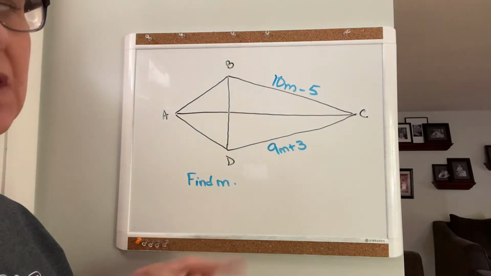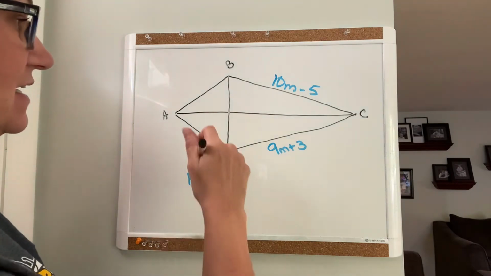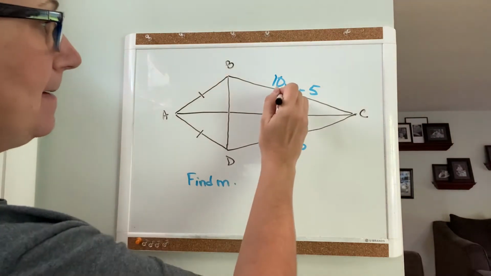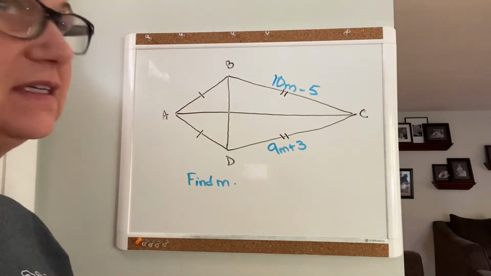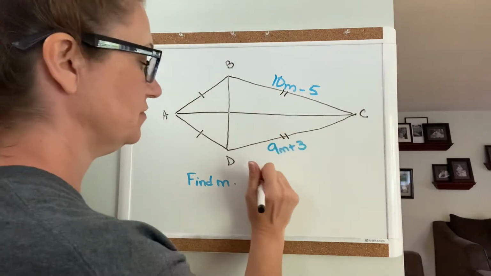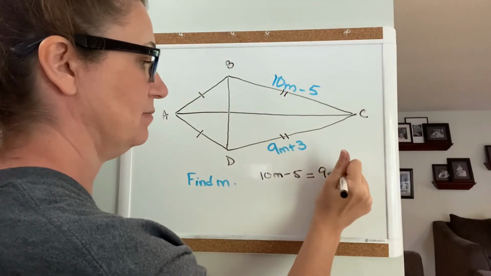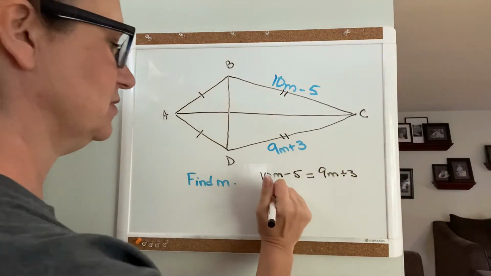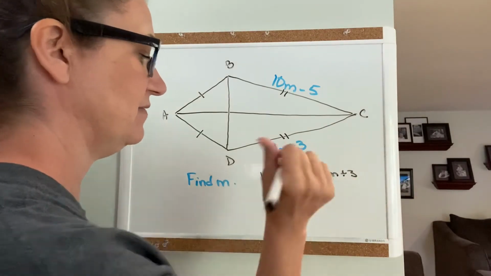So the property that you need to be familiar with is that the consecutive sides are congruent. So AB and AD are congruent, BC and DC are congruent. Remember, congruence is just a fancy way of saying equal. So all you have to do for this problem is take 10m minus 5 and set it equal to 9m plus 3. If I subtract 9m from both sides, I get m. And if I add 5 to both sides, I get 8. And there's my value of m.